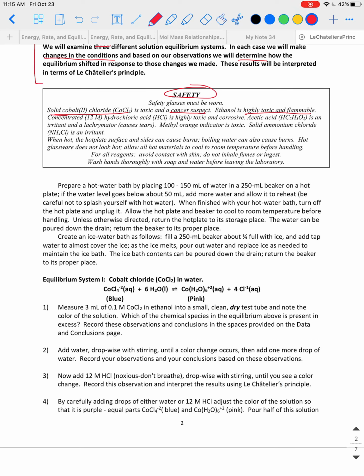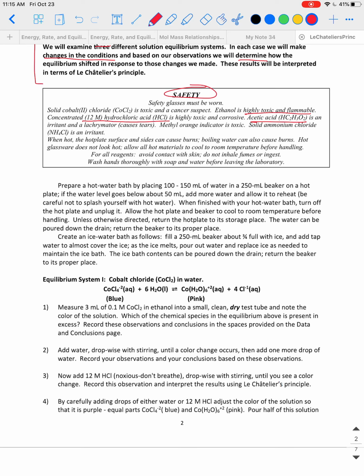Ethanol is also highly toxic and flammable. We'll be working with some ethanol today. Look at this. We will be working with concentrated 12 molar hydrochloric acid. It's extremely corrosive. I believe that this will be in the hood for you guys, so when it comes time to get that, you will need to go to the hood. If that's incorrect, I will tell you the day of lab. It might be at your station, but it should be in the hood because we don't want to be breathing this in. Acetic acid is an irritant.